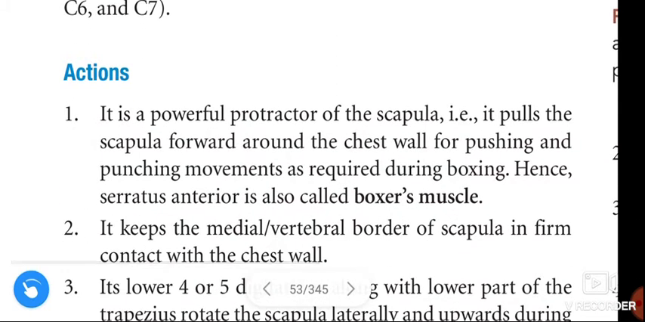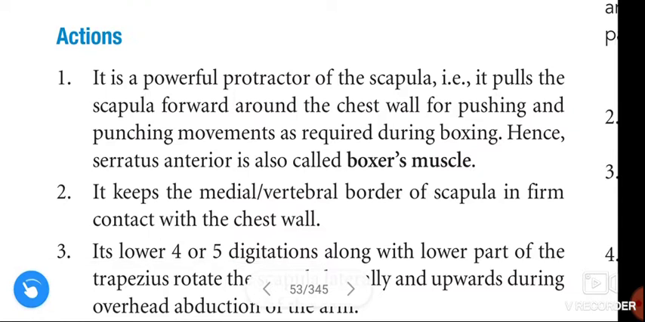Next, coming to the actions. Serratus anterior is a powerful protractor of the scapula. It pulls the scapula forward around the chest wall for pushing and punching functions as required during boxing. Hence, serratus anterior is also called boxer's muscle.